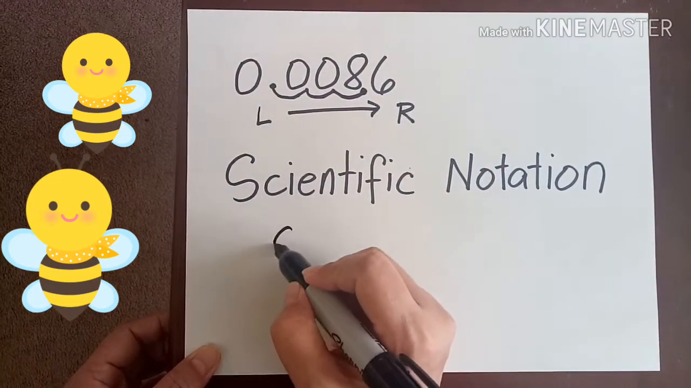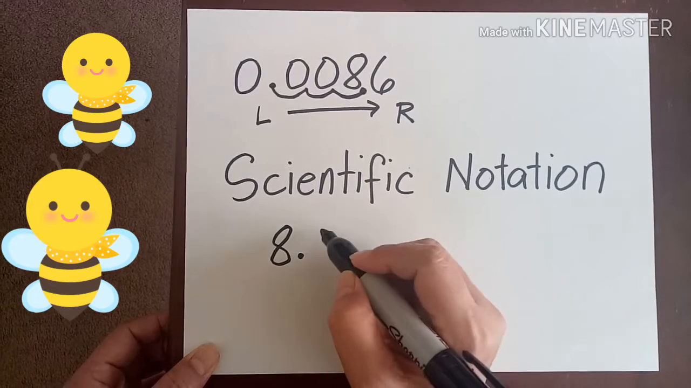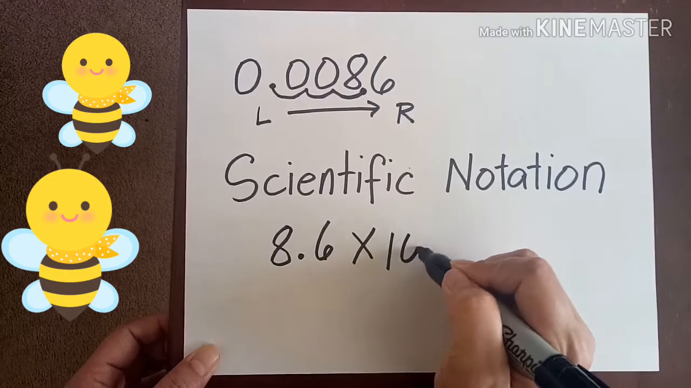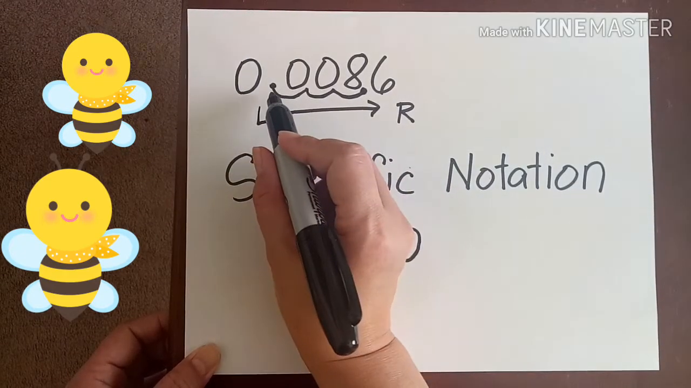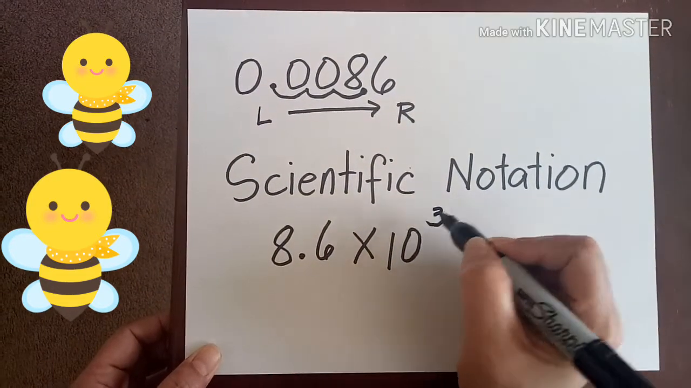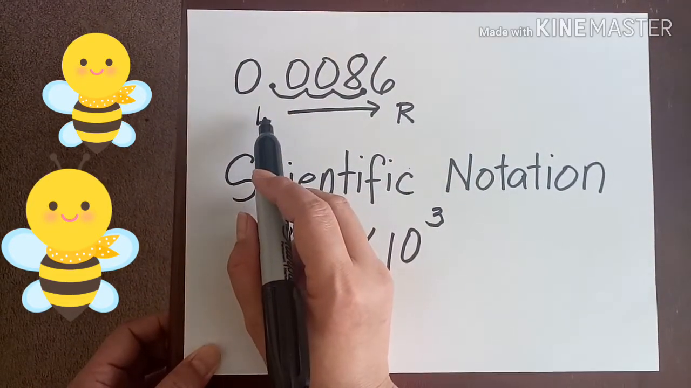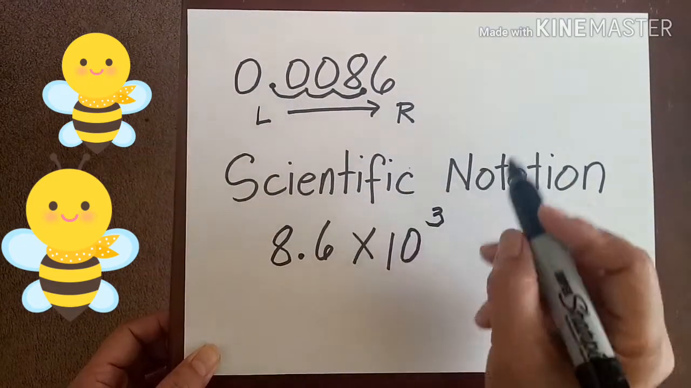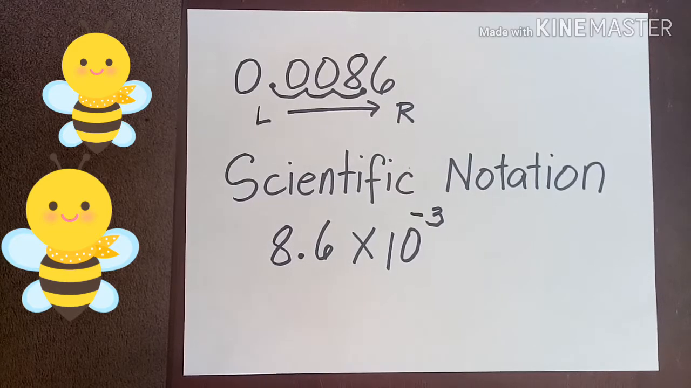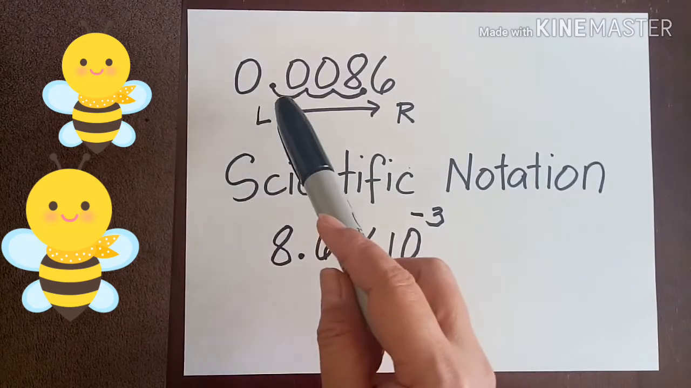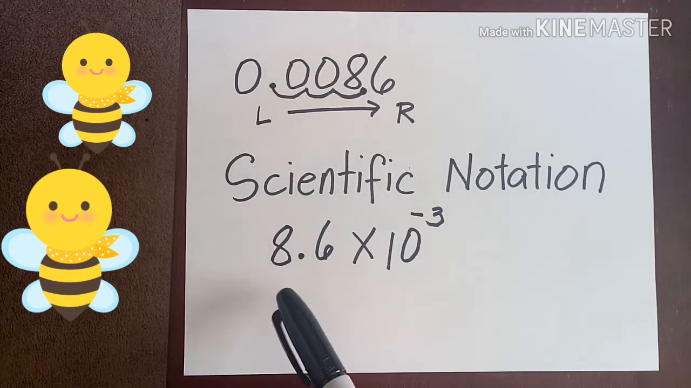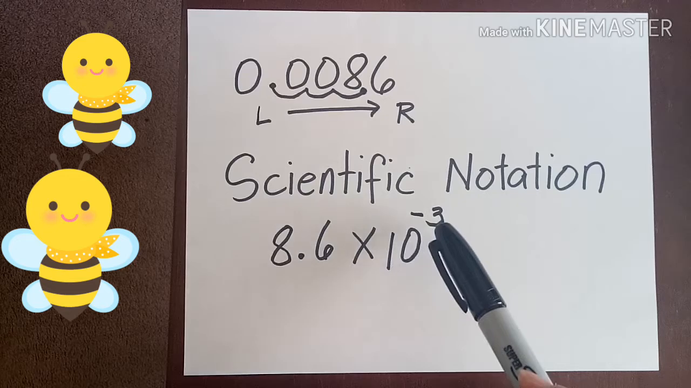So I'm gonna write here 8.6 times 10. How many times did we move the decimal point? 1, 2, 3. So that's 3. But we moved the decimal point from left to right, therefore this should be negative. So 0.0086 in scientific notation is 8.6 times 10 to the negative 3.